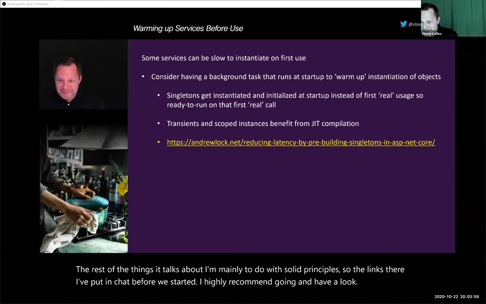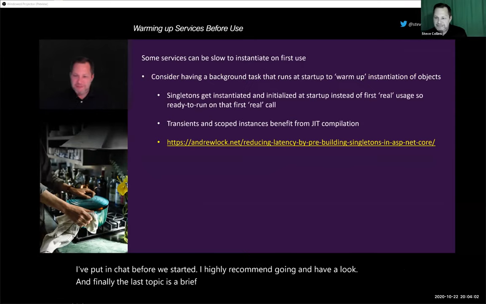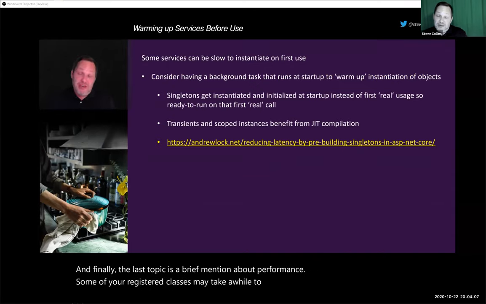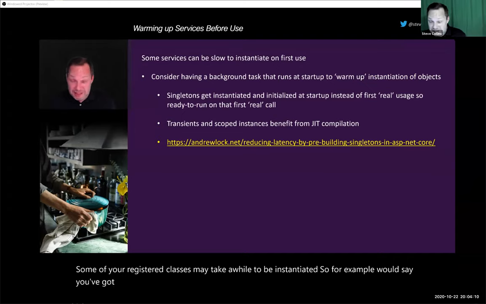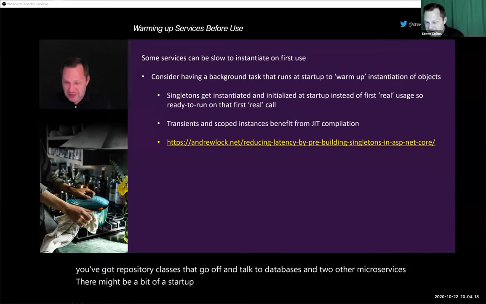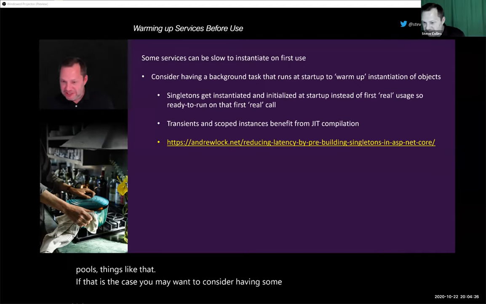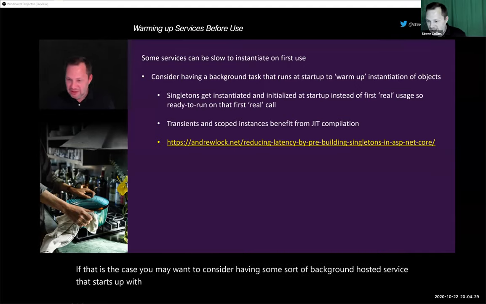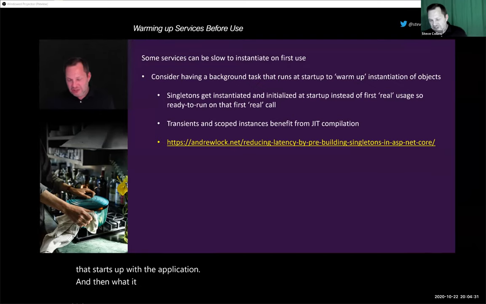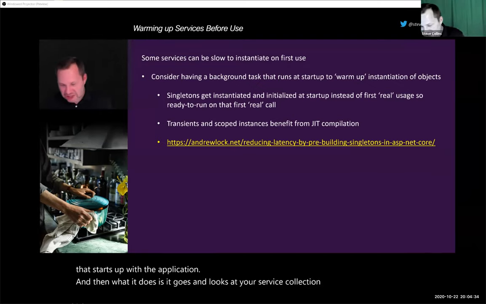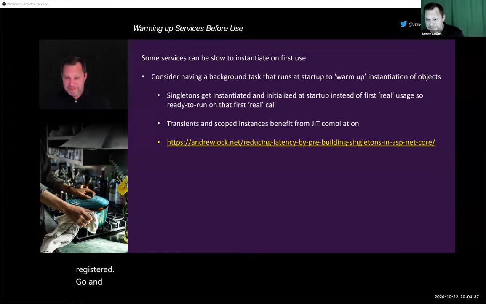And finally, the last topic is a brief mention about performance. Some of your registered classes may take a while to be instantiated. So for example, say you've got repository classes that go off and talk to databases and to other microservices. There might be a bit of a startup time involved in those, where it creates connection pools, things like that. If that is the case, you may want to consider having some sort of background hosted service that starts up with the application. And then what it does is it looks at your service collection and says, all these things I've registered, go and try and create an instance of them.